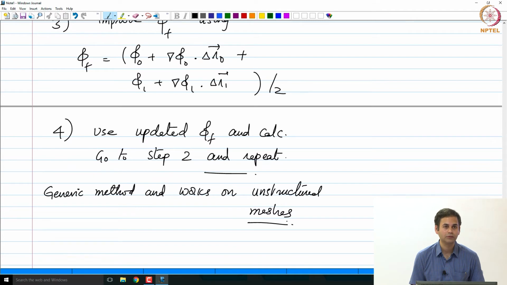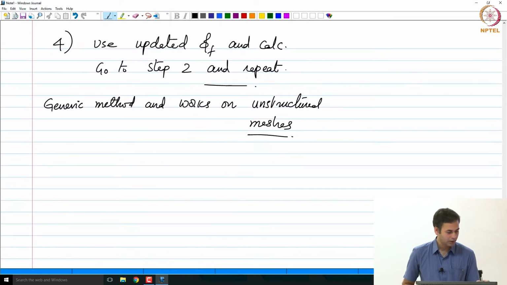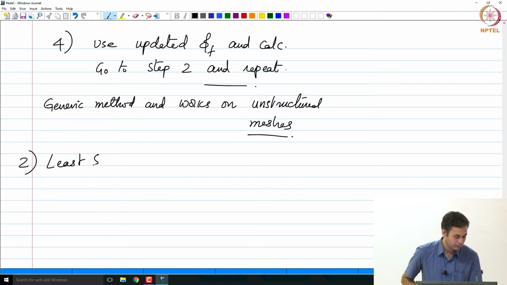All right. Okay, let us move on to the next method, that is the least squares method. Any questions till now? No? Easy? Okay. Let us look at the second method, that is the least squares method.